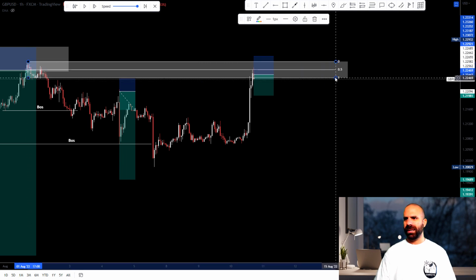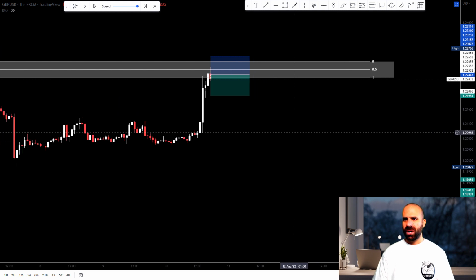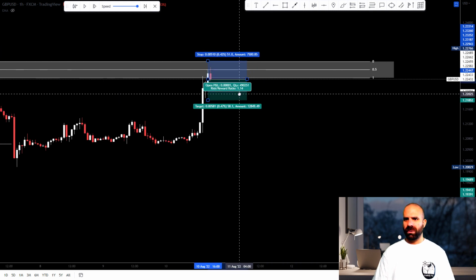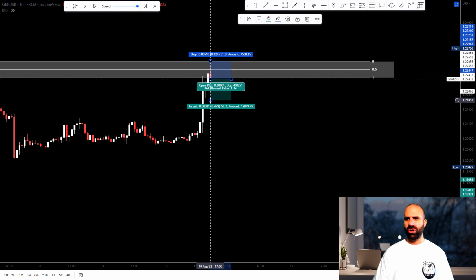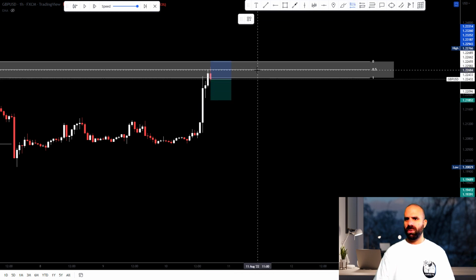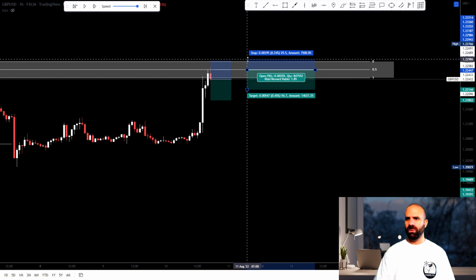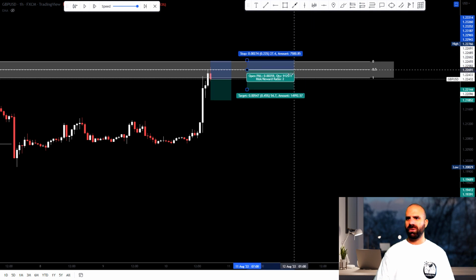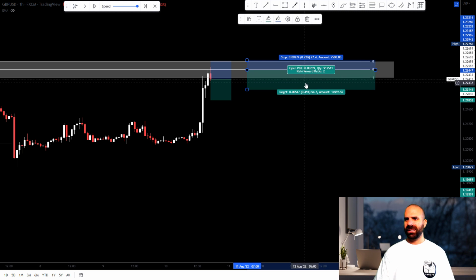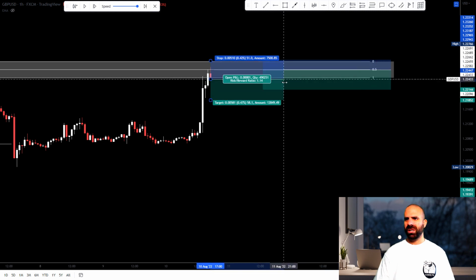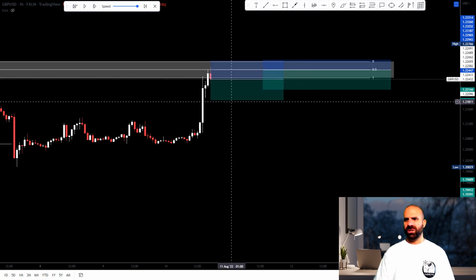Okay, let's see the two types of entries. One, we would enter manually on this bearish candlestick with a market execution, and for the other one we would enter on the 50% level with a pending order. We wouldn't even be in front of our chart. And let me extend those ones because I want to see the difference in the risk to reward.